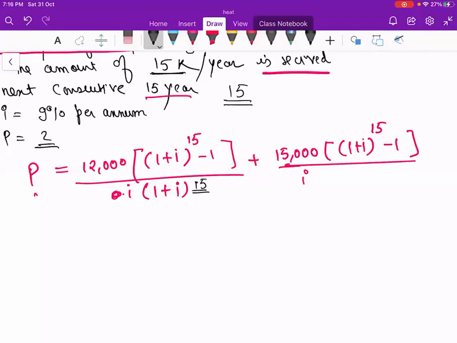Okay, 1 plus i to the power n. What will be the value of n here? 30. So many students are writing correctly. Then why are you getting the wrong answer? Or have I done some wrong calculation?